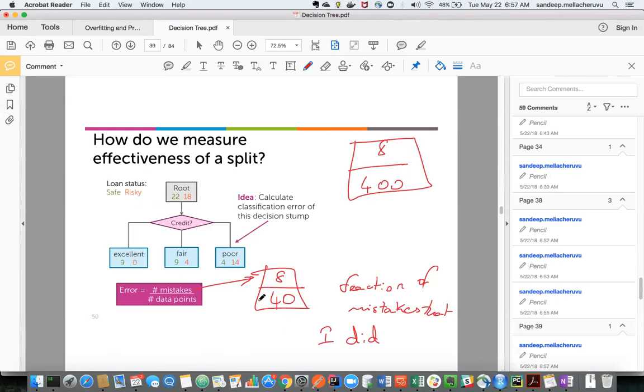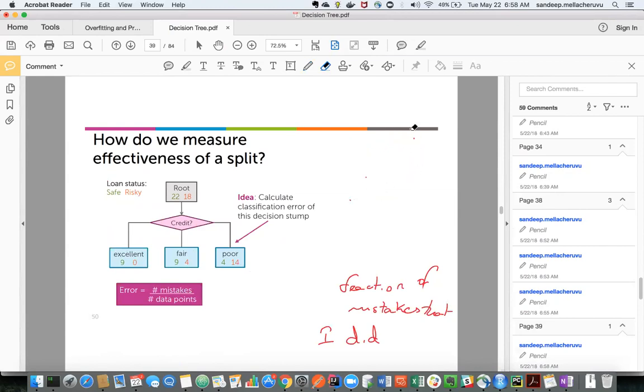The reason for normalizing with the data points is to identify how many mistakes I'm doing for the number of data points I do have. So that's why just using the number of mistakes may not always make proper sense. We divide it by the number of data points, and if we do that, we get a better estimate of the mistakes.